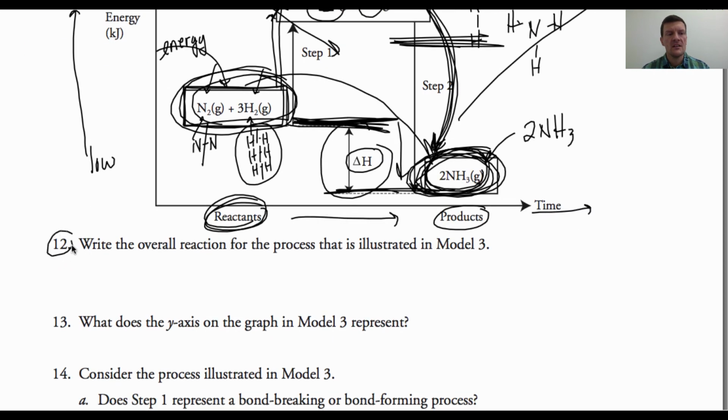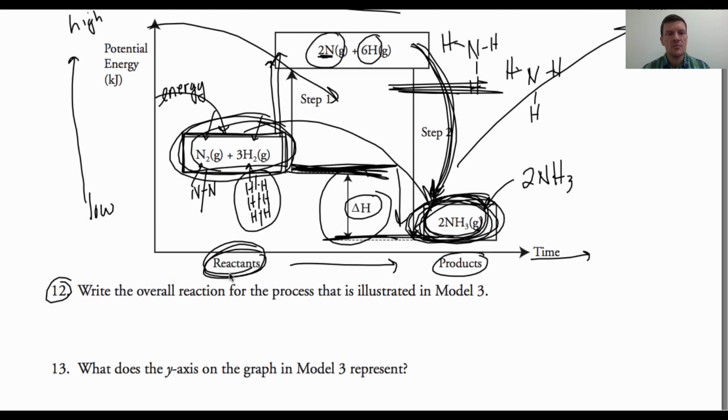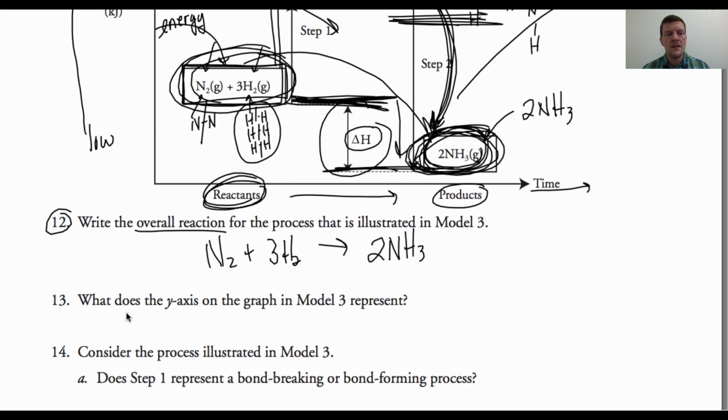All right, it's a lot of information. Let's walk through the questions here and see if we can maybe process this a little bit more deeply. The overall reaction, we've got N2 plus 3H2 yielding 2NH3, and this is balanced for us. The y-axis is your energy.